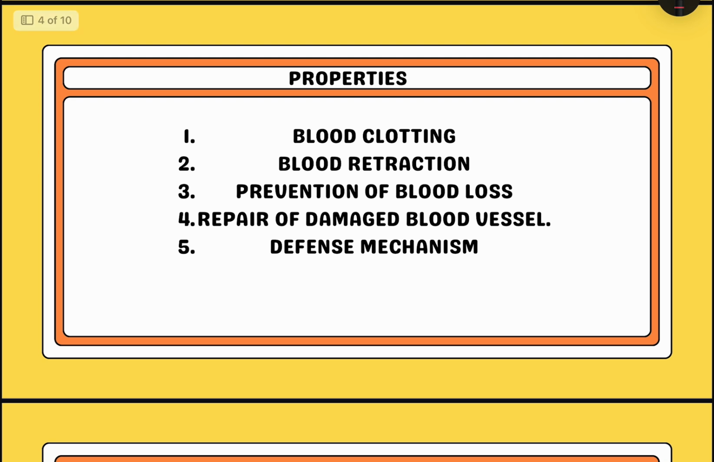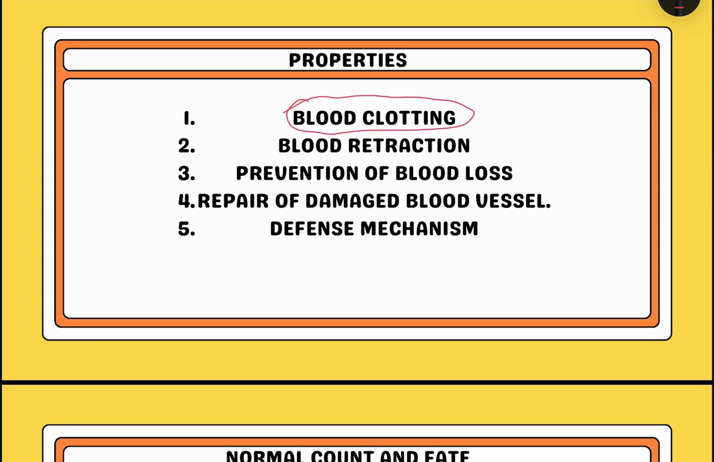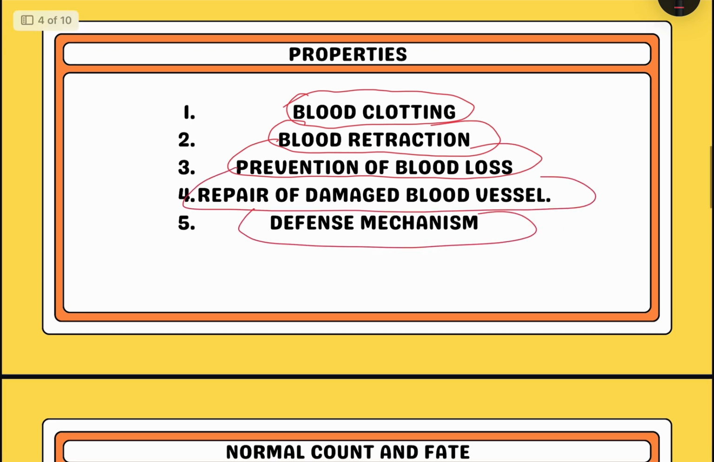Next, the functions, that is blood clotting, blood retraction, prevention of blood loss, repair of damaged blood vessels, and defense mechanism. So these are the most important properties of the platelets. We all know that whenever there is a cut, there is involvement of the platelets, and hence the blood clotting; it will clot the blood and prevent further bleeding. Blood retraction, prevention of blood loss, and also repair of damaged blood vessels, which is very important. And last but not the least, the defense mechanism. So these five are the most important properties of the platelets.